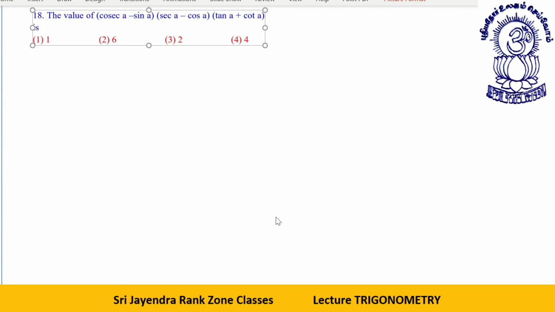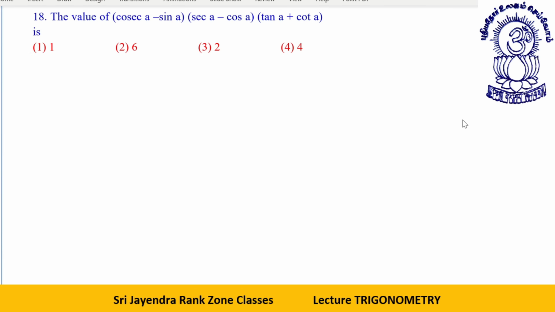So the next question is the value of cosec A minus sin A, sec A minus cos A, tan A plus cot A. It might be difficult, but the way we will do it, it will make it very easy. Look, put A is equal to 45 degree. What happened? Cosec 45 minus sin 45, sec 45 minus cos 45, tan 45 plus cot 45.